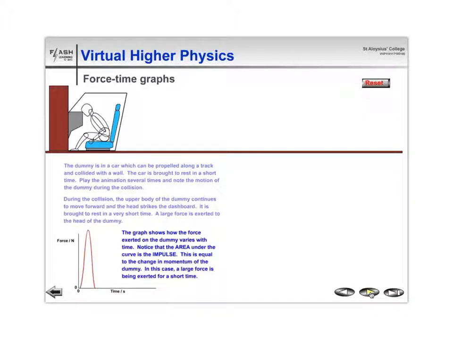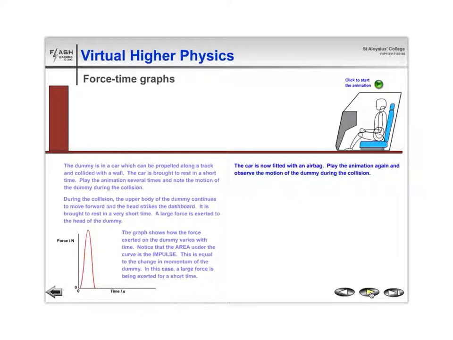Now in this first graph, we've got the dummy being brought to a stop in a very short time, and therefore a large force is exerted. So the force time graph might look something like this. If we look at another example then, where the dummy is brought to a stop in a much longer time, using something like an airbag, then we find we get a different shape of graph.